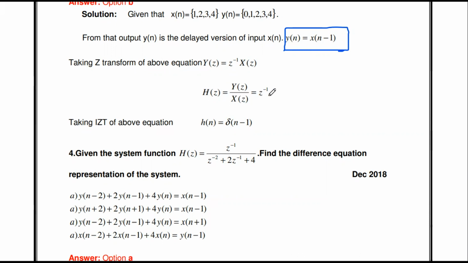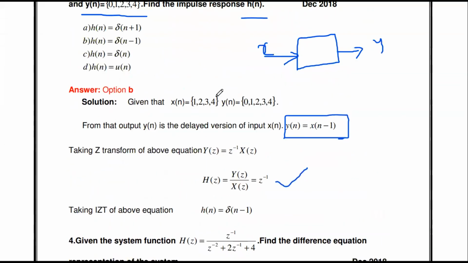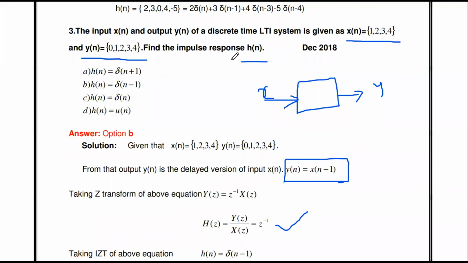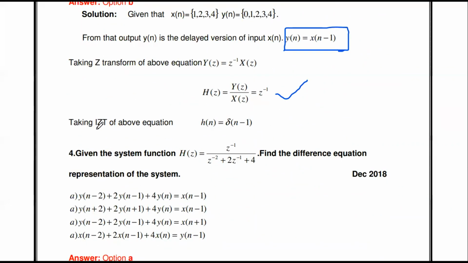So H(z) is equal to z inverse. This is the system function for the given system. But our question is to find the impulse response. So what is the relation between h(n) and H(z)? For this H(z), if you take the inverse Z transform, we will get the impulse response. So you just take the inverse Z transform for the above H(z).